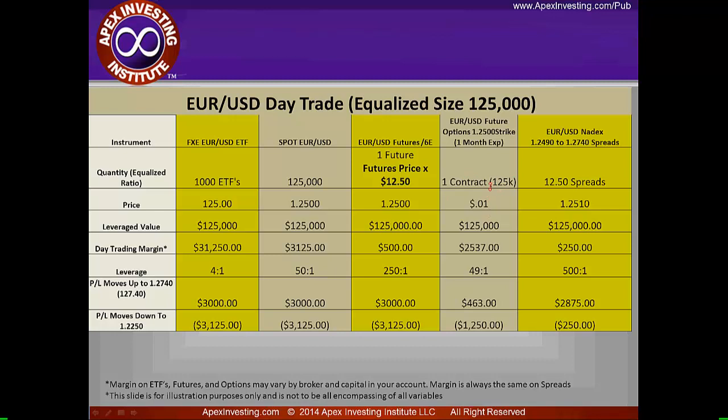Okay? And so the profit and loss, if it moves down to 22.50, what do you lose? Basically, you lost 3,100 on the ETF, you lost 3,100 on the spot, you lost 3,100 on the futures. You only lost 1,250 on the options out of your 2,500 risk because, again, the delta slows it down. So you still have time value in there. But you only lost 250 on the spreads because you put up less money, and that's your max possible loss. So you can put up less money, have less risk, have more leverage, and make a very similar amount. Look how the spread made $28.75.